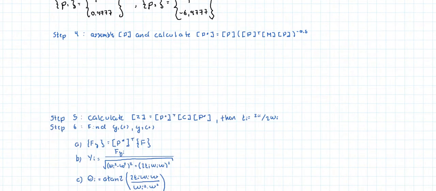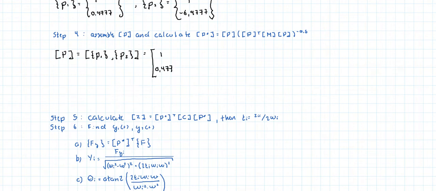Okay, so the P matrix is equal to P sub 1 and P sub 2. So that's equal to 0.4777.